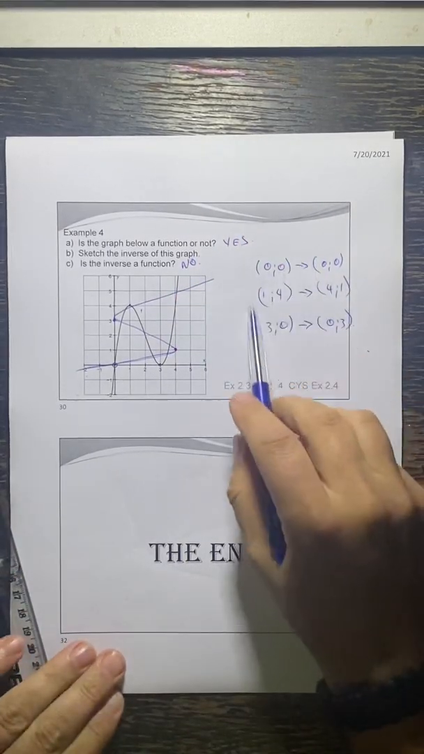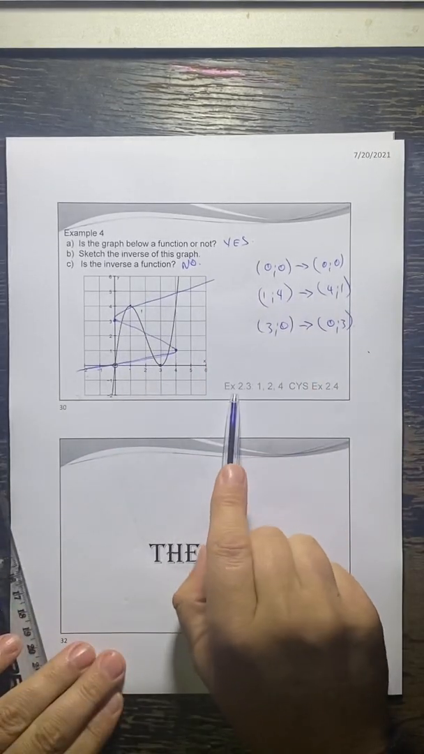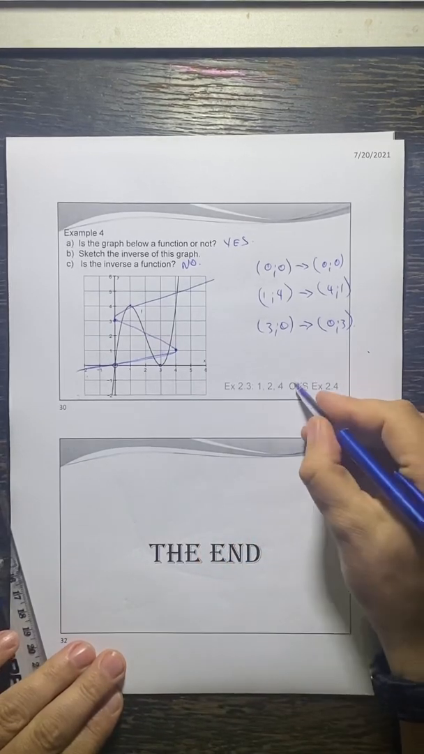So guys, that's how I would do that. Just get your critical points and then you can just draw them, okay? Now for this, I would do exercise 2.3, numbers 1, 2, and 3. You don't have to worry about that.